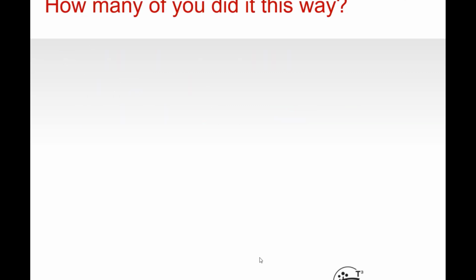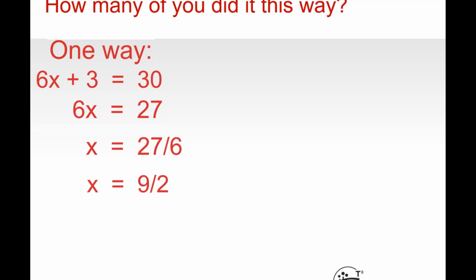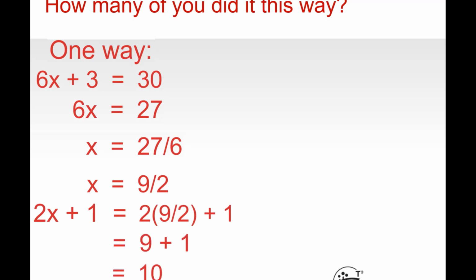So for the solution, some of you might have done it this way. That is, start off with the equation and subtract 3 from both sides. Divide each side by 6. And then simplify the fraction. Now we need to substitute into 2x plus 1. So when we double 9 halves, fortunately we get 9 and then add 1 to get 10. Perfectly valid way to do this.